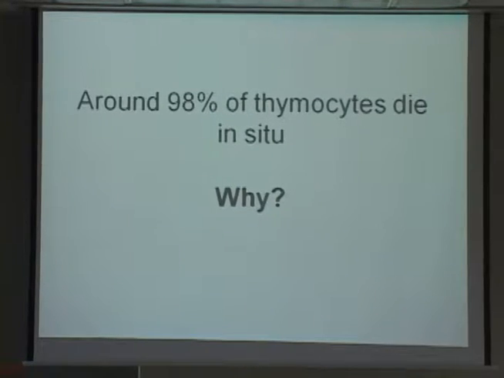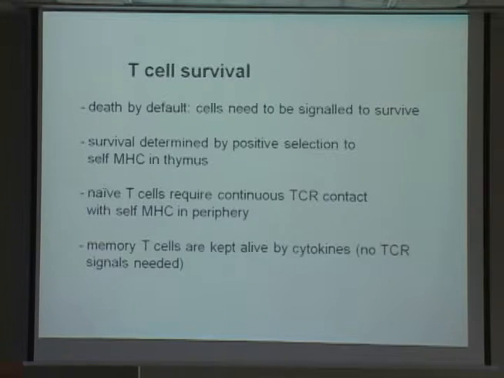The point to recapitulate is most cells die in the thymus. The question is, why has evolution come up with this apparently very wasteful procedure where 98% of cells or so die there? Well, the arguments about this have been going on for the last 30 years, and people still argue, in fact. But I think most people go along with the idea now that it's all about the fact that mature T cells, when they reach the secondary lymphoid organs, don't live by default. They have to be signaled to live. And the question is, what keeps them alive?